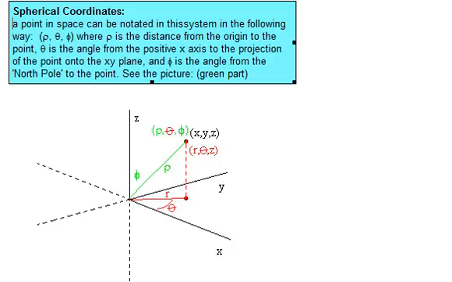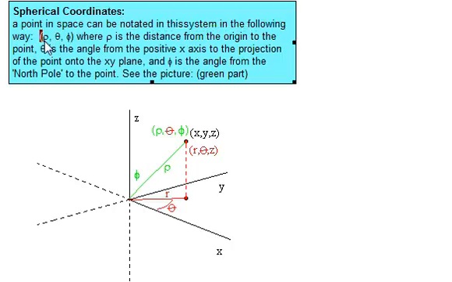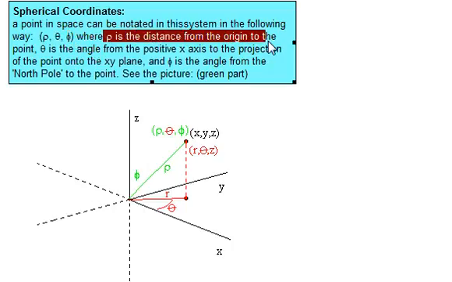Well, are you ready for spherical coordinates? Yes! Good. So when a point in space is notated in this system, it'll be rho, theta, phi. Rho is the distance from the origin to the point. So right here is the rho. As in row, row, row your boat, right? But that's how you say it, but it's R-H-O, the Greek letter for small r.